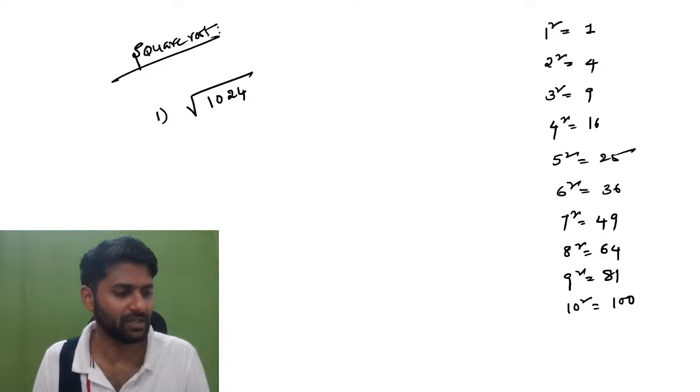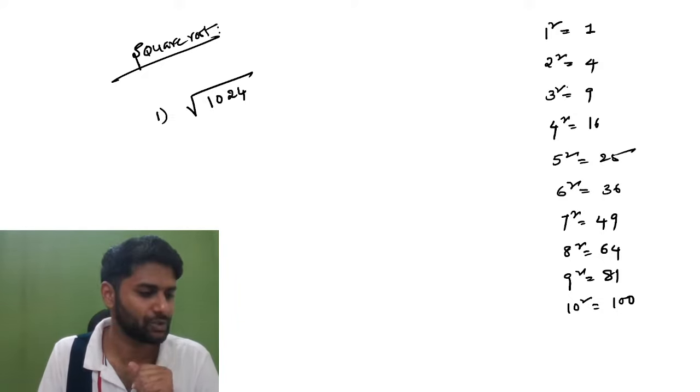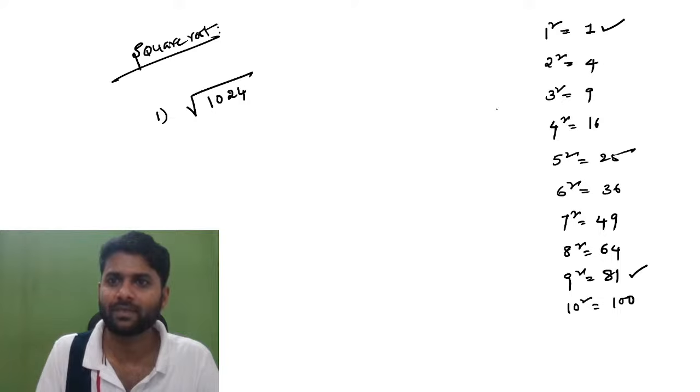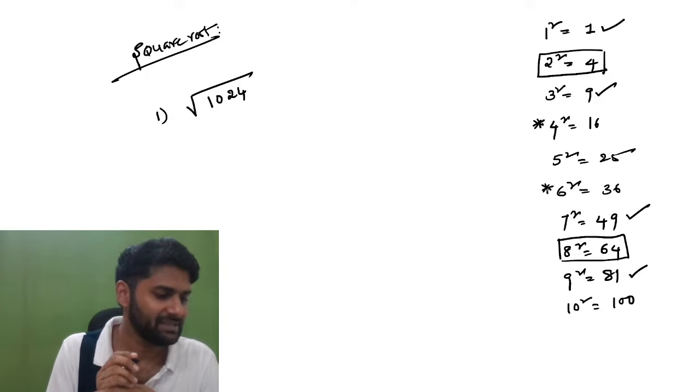If you observe the units places, each and every units place is repeated 2 times. Now see, 1 as units place you can see in 1 square and 9 square. And 4 as a units place you can see in 2 square and 8 square. Same way, 9 you can see in 3 square and 7 square. And 6 as units place you can see in 4 square and 6 square.